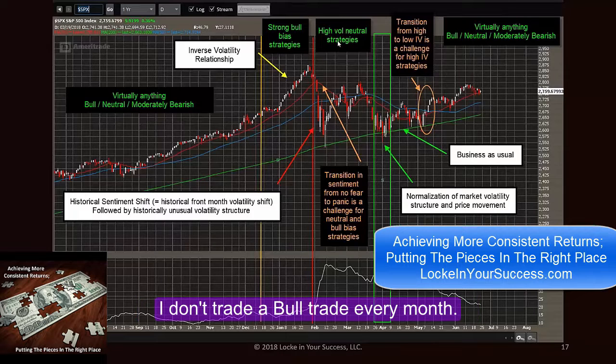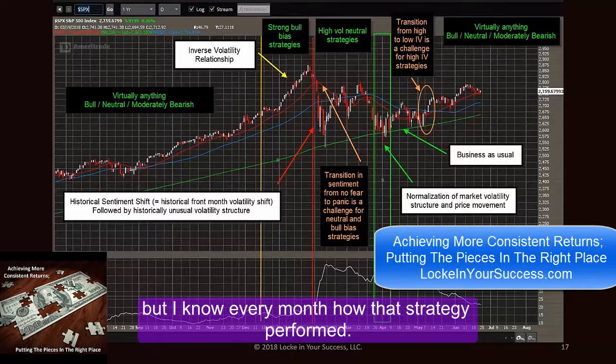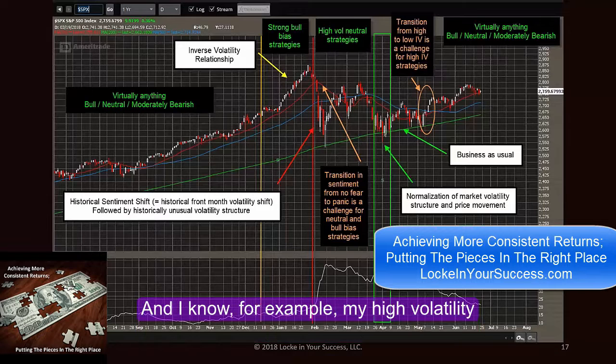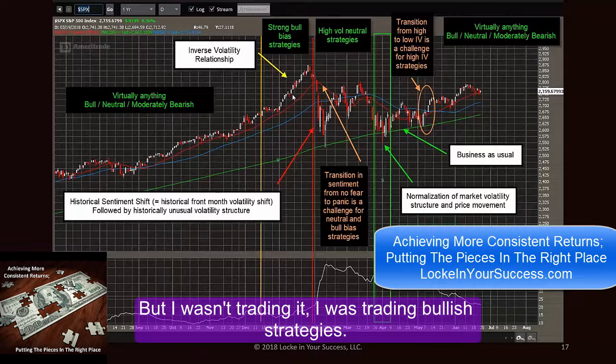You know, I don't trade a bull trade every month. I don't trade a bearish butterfly every month, or an X4 version 22 every month, or a 17 every month, but I know every month how that strategy performed. And I know, for example, my high volatility strategy got murdered here, but I wasn't trading it. I was trading bullish strategies.